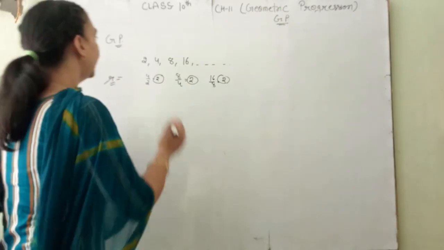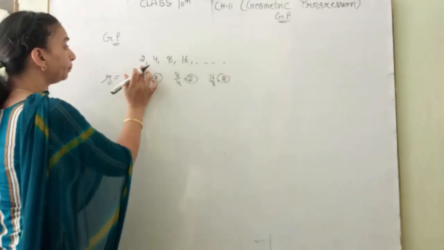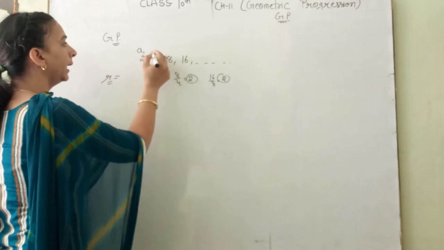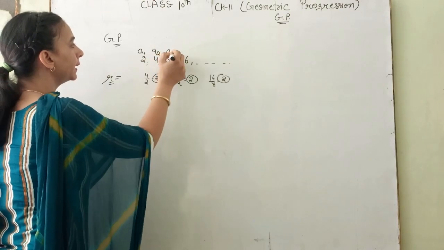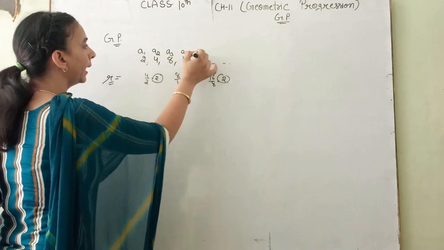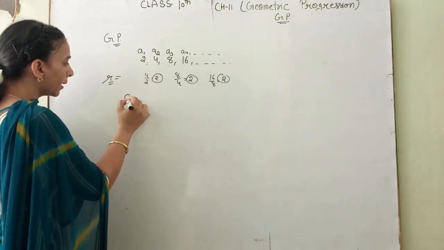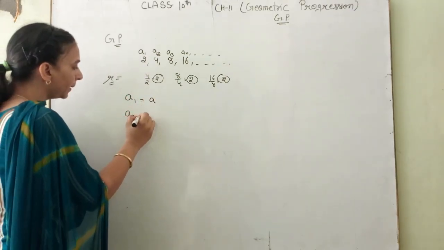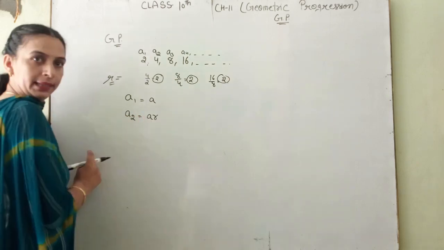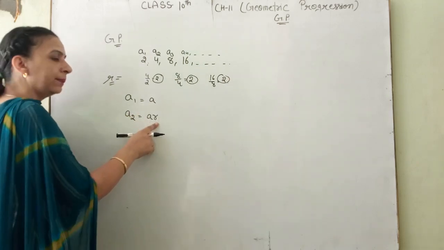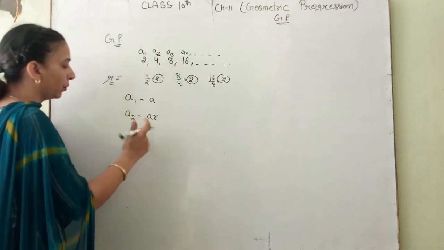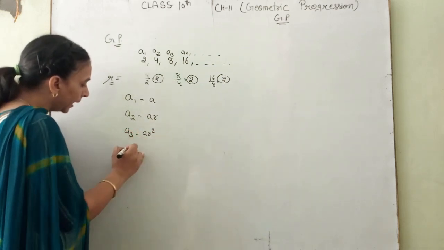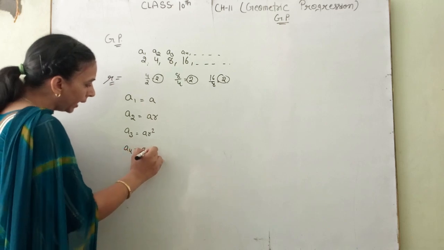Then we write the first term of GP as A1 or A. This is the second term, this is the third term, this is the fourth term, and so on. The first term of GP A1 equals A. The second term of GP equals AR, which means the first term multiplied by the common ratio. Then A3 equals AR square, A4 equals AR cube.